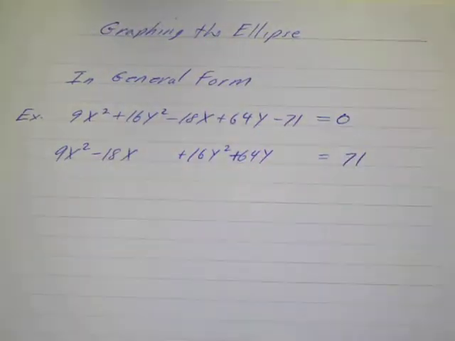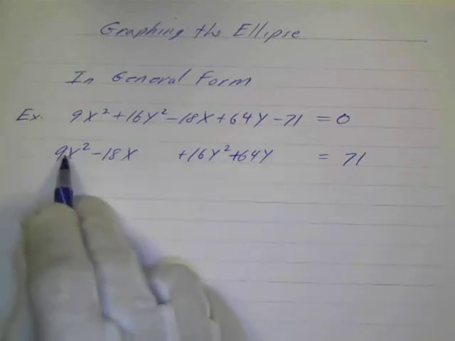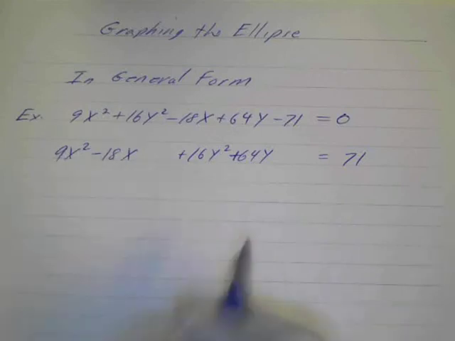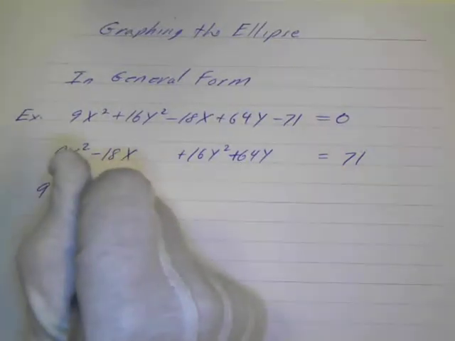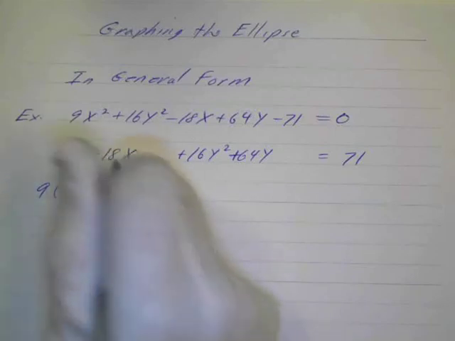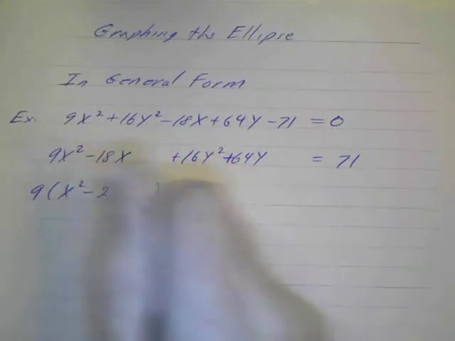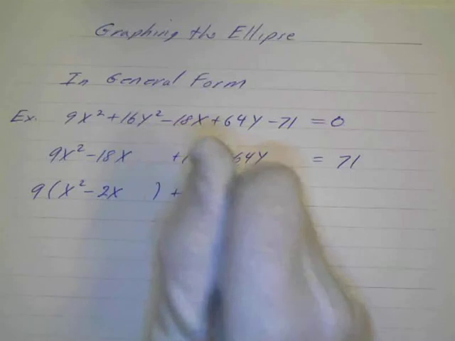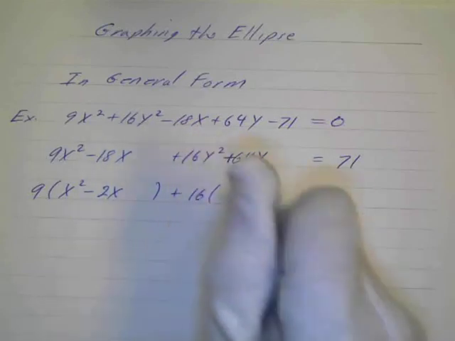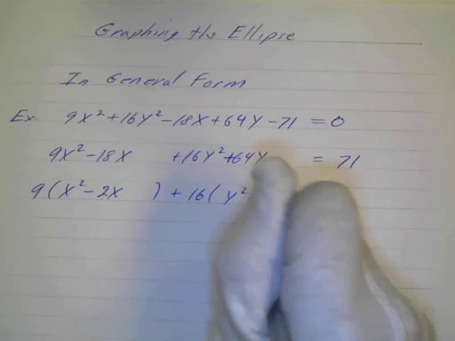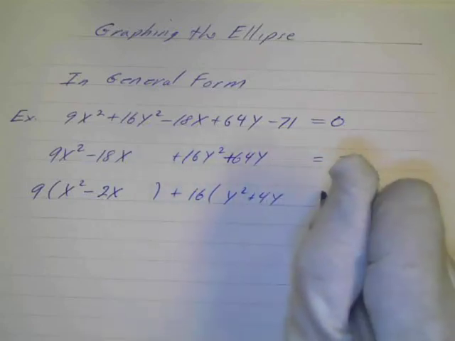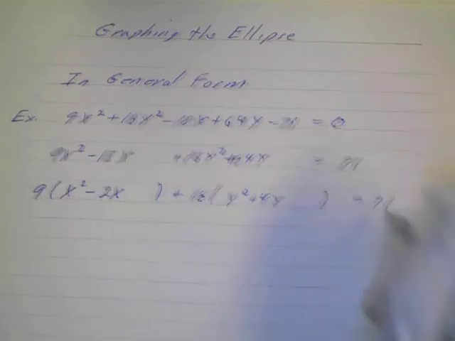Then what we're going to do is try to complete our squares. Well, first of all, though, we don't want a 9 in front, so we're going to factor out whatever's in front of the x squared. So we'll take out the 9, and now we have x squared minus 2x. 9 goes in 18 twice. And leave space. And then plus, I'm going to take out whatever's in front of the y squared, 16. And now we have y squared, and 16 goes into 64 4 times, so that's going to be plus 4y. And leave a space. And that's going to equal 71.